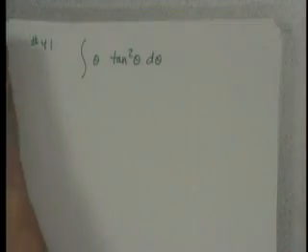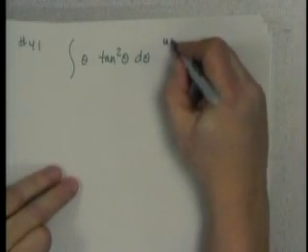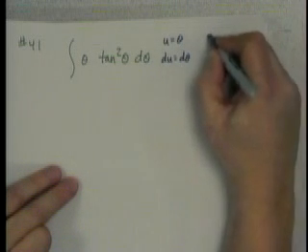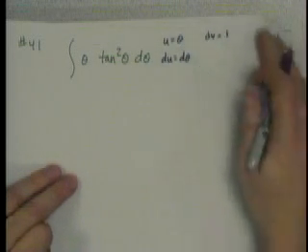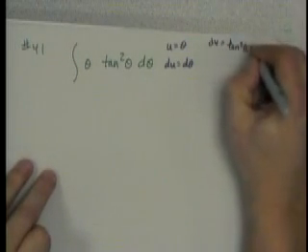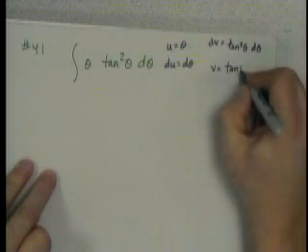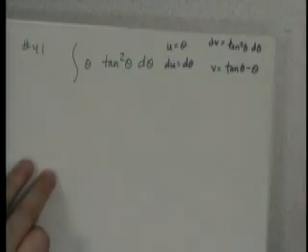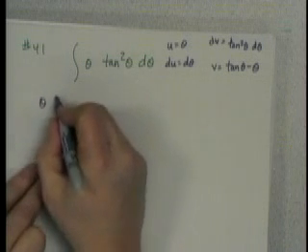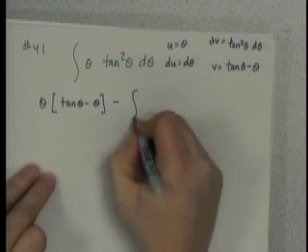So if I'm going to use parts, then u could be theta, du would just be d theta then. dv could be tangent squared theta d theta, and v is what I just came up with, is tan theta minus theta. So uv is going to be theta times tan theta minus theta, minus integral of v du.